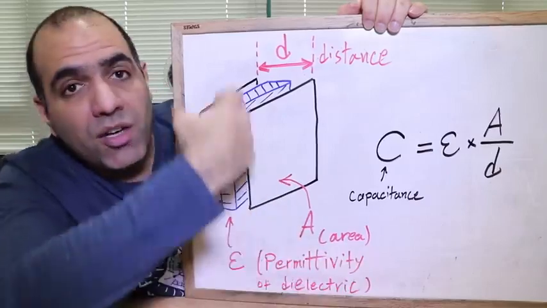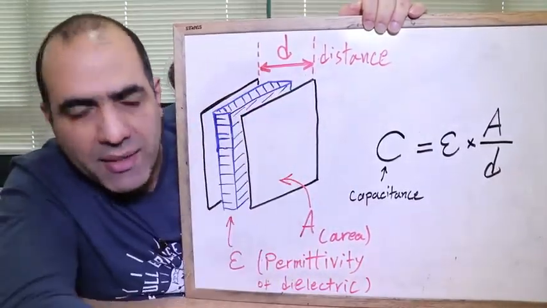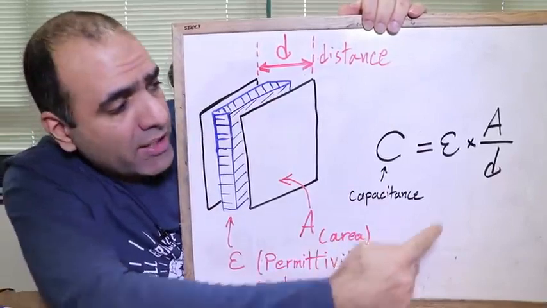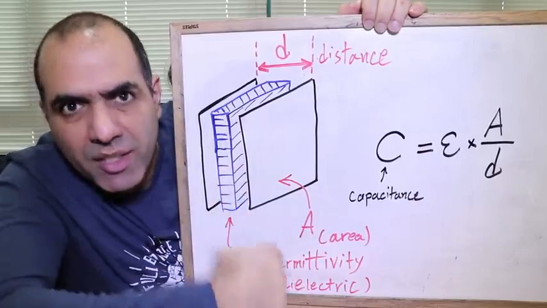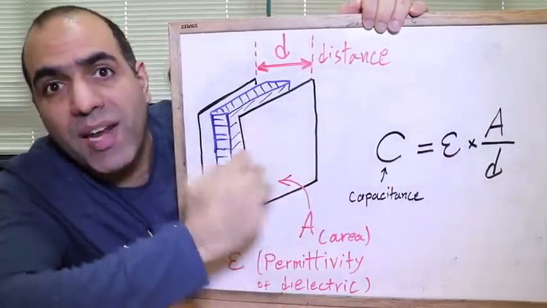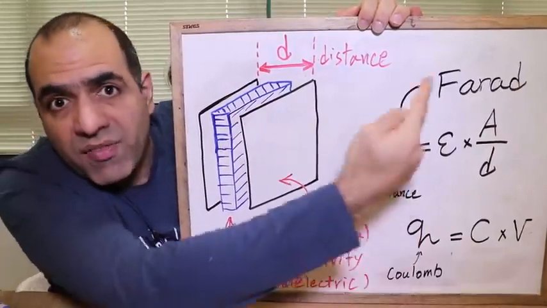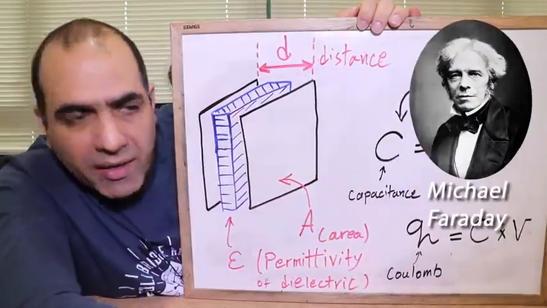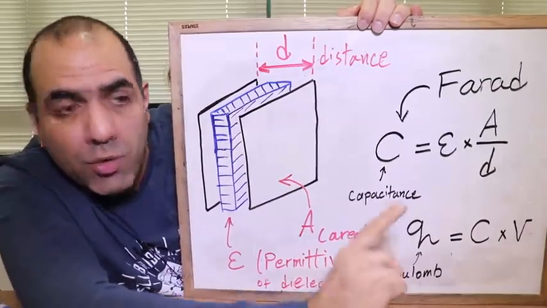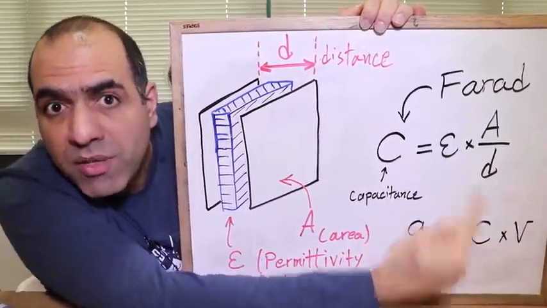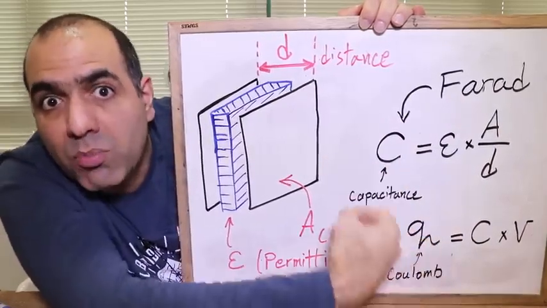And also, the larger the plates, the more charges can fit in them and so the higher the capacitance. So the capacitance is equal to epsilon, which is a constant for dielectric permittivity, times the area of the overlapping plates divided by their distance. The unit of capacitance is farad, named after Michael Faraday, and the amount of charge in coulombs you can put in a capacitor is equal to its capacitance times the voltage across it. So more voltage or more capacity means more charge.